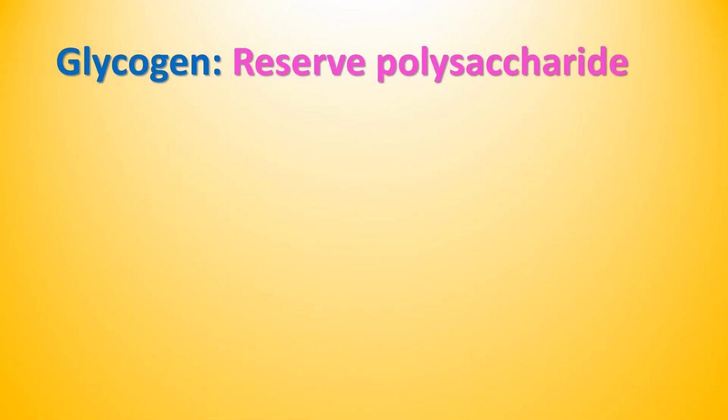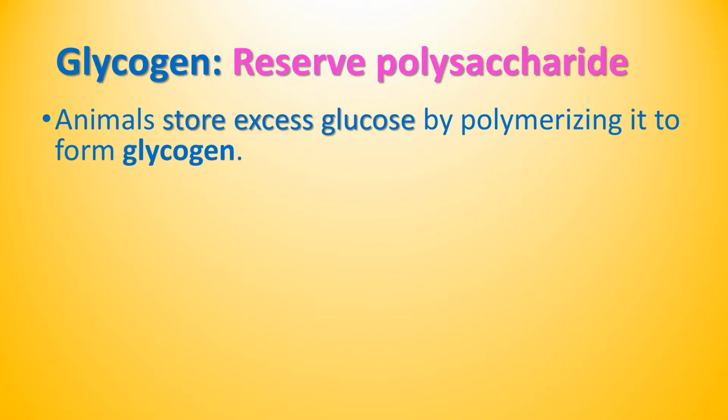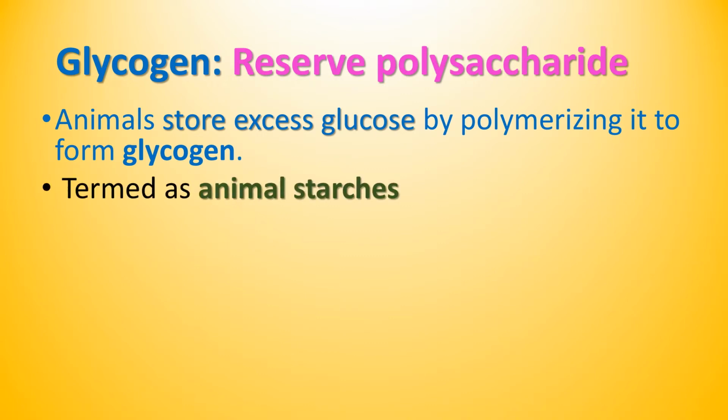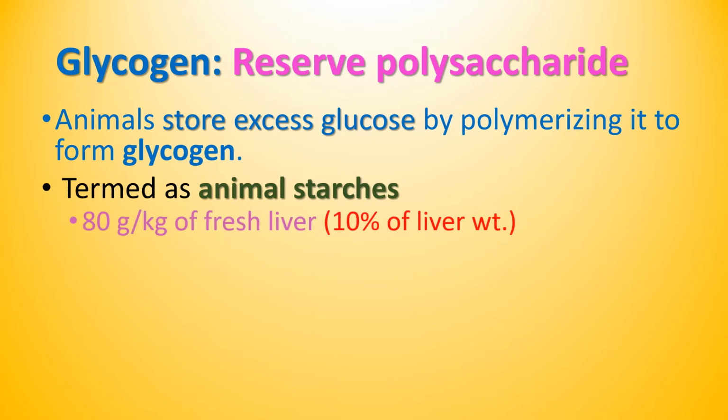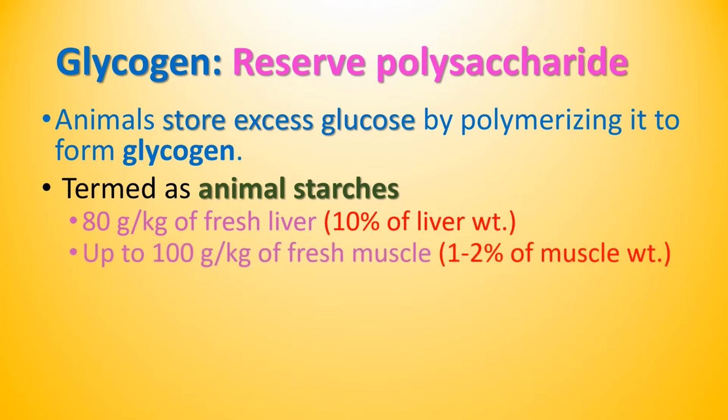What is glycogen? Glycogen is a reserve polysaccharide, and animals store excess glucose by polymerizing it to glycogen. Glycogen is also known as animal starch, and it occurs in liver, muscle and other animal tissues. It is about 10% of the liver weight and 1 to 2% of the muscle weight.